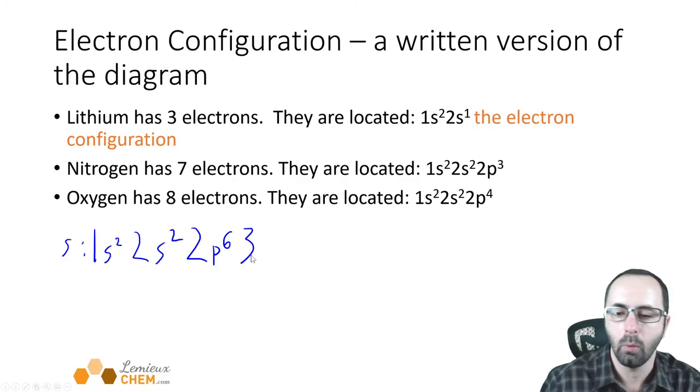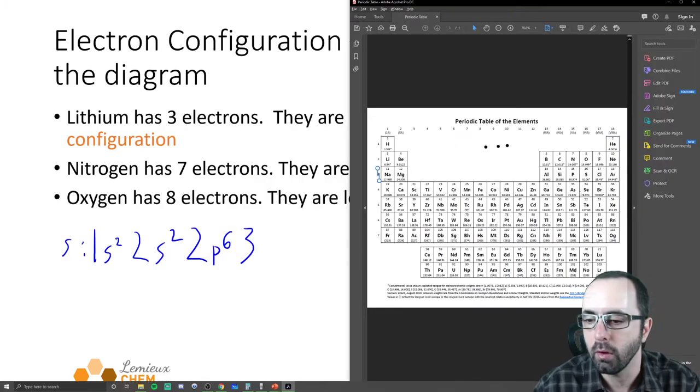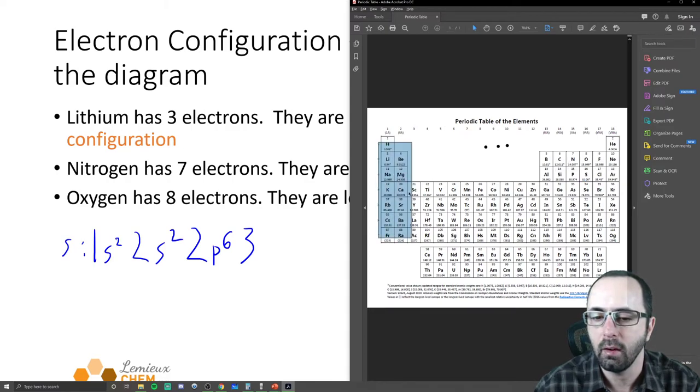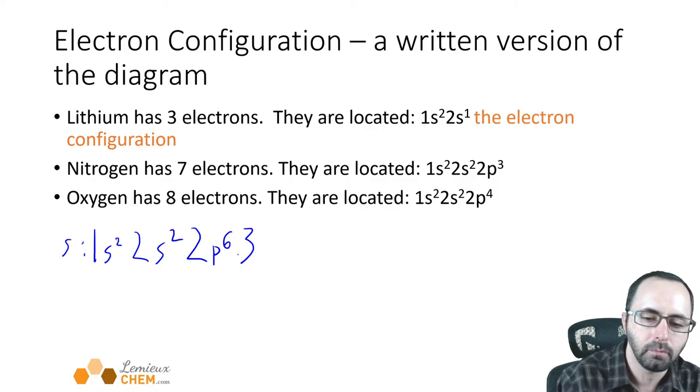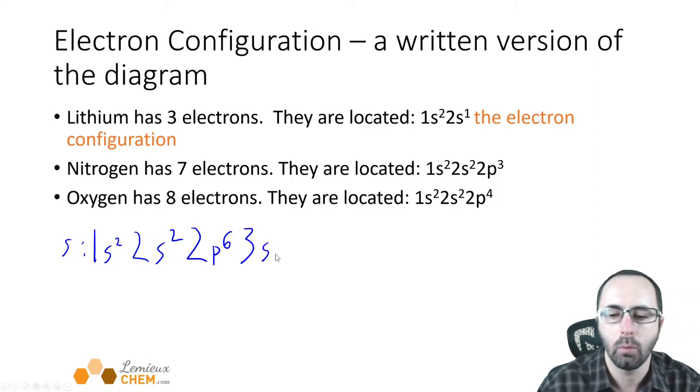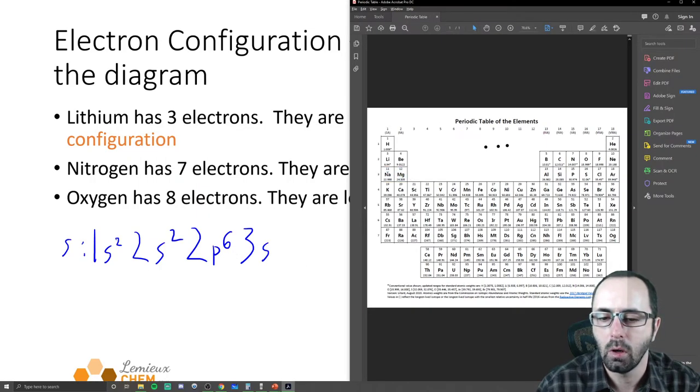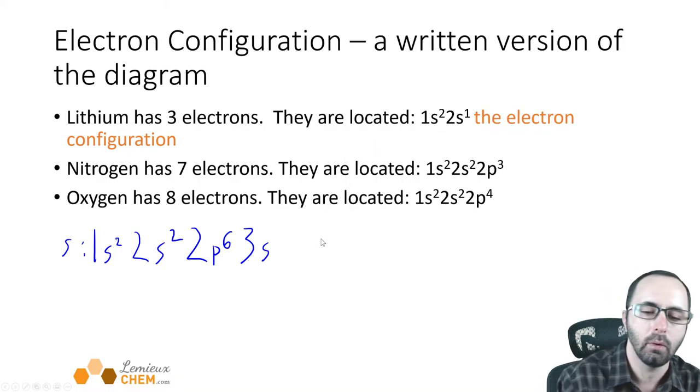3. And we're going to continue until we get to sulfur. We're not there yet. Sulfur's right here. We're in the S area, so this area is the S area right here. And we're in the third row, so we write 3S. And then we count our way across. 1, 2. 2 spaces. We write 2.